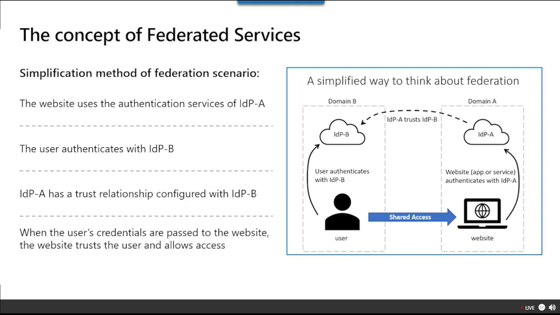So let's look at the graphic that we have here on the screen. We have a website that uses the authentication services of IDP-A, but the user is authenticating with IDP-B. Even though they are two different services, there is an established trust relationship between IDP-A and IDP-B. So the credentials that the user logged on with at IDP-B are going to be passed to the website, and now they have access. What's really nice about this is that your users don't have to remember all sorts of different passwords.